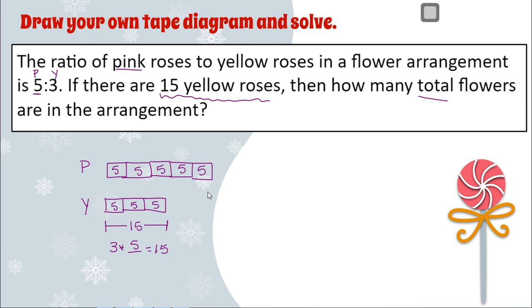Now, your first thought might be to just go ahead and tell me how many pink roses there are, because that's what you might be a little used to. Well, that's fine. You can tell me that. So we have 5 times 5 would be 25 pink roses, but that's not really what the question is asking for. It wants to know how many total flowers are in the arrangement. That means we are going to have to add up all of the boxes. We want to know all of the flowers, so pink and yellow. So that means you can either add your 25 plus your 15, or you can just count up 5, 10, 15, 20, 25, 30, 35, 40 total flowers.